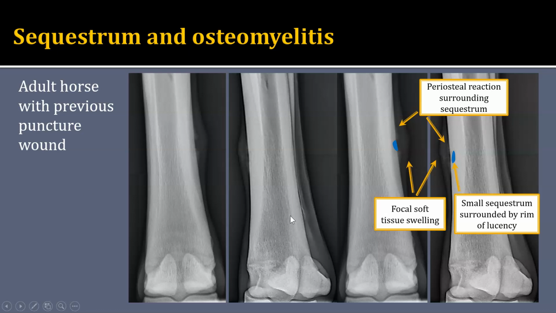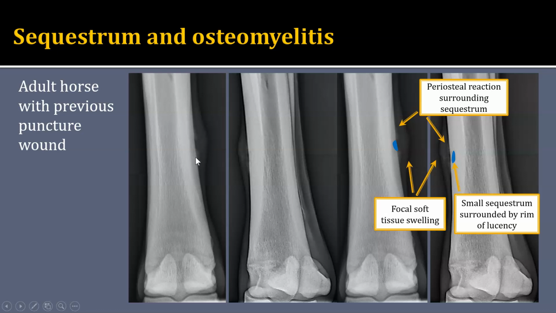Now here's an adult horse in the middle of the slide. I have a DP view and one of the oblique views. This patient had a puncture wound a few weeks ago and is presenting for persistent swelling at the level of the puncture wound. And we can see that soft tissue swelling here at this side of the metacarpal bone. If we look closely at the level of that soft tissue swelling, remember the soft tissue swelling can help us find our orthopedic disease, I do see this very faint periosteal reaction. So it's more of an acute or not as old periosteal reaction.